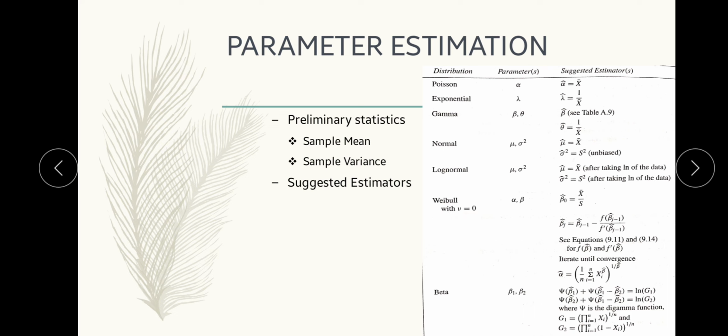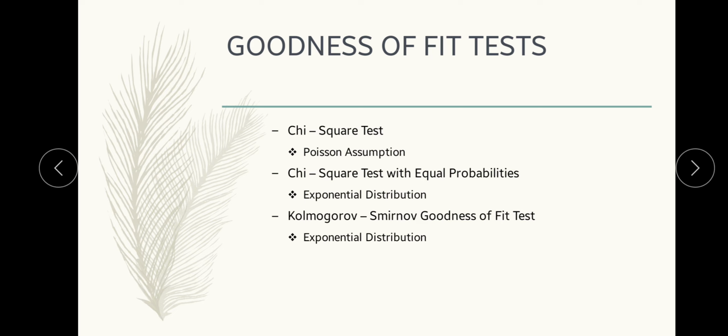Now we move on to the fourth topic, that is the goodness of fit test. This test checks whether the estimators or the process we have taken is proper or not. The goodness of fit test is a kind of hypothesis testing, testing whether the hypothesis can be accepted or rejected.